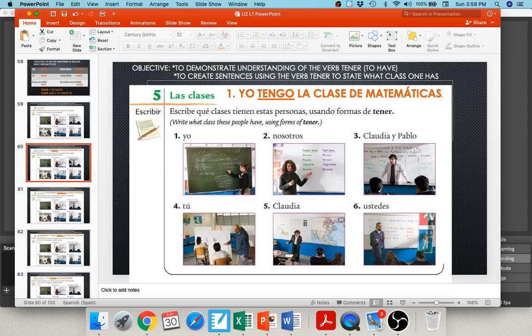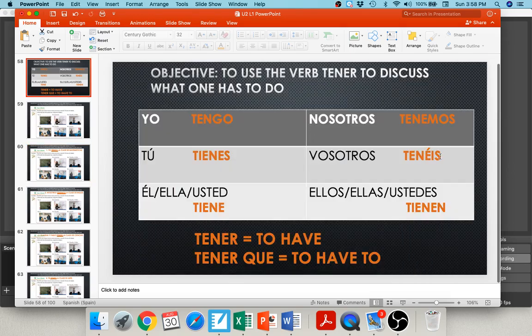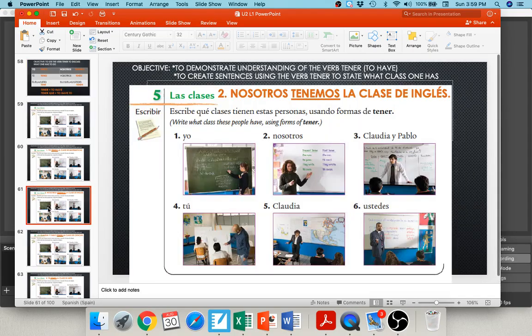In number two, you see nosotros, we, and you see some English stuff on the board. We're trying to say we have English. So the tener word to go with nosotros in this case should be tenemos. We're going to say that nosotros tenemos la clase de inglés. We have English class. All right, now that we've done a few together, I want you to pause your audio. Please try numbers 3 through 6 and see how you do. When you're ready, you can unpause.